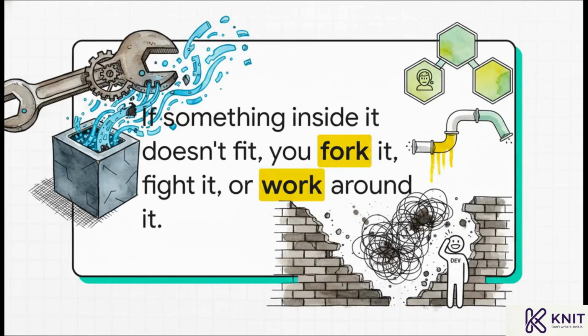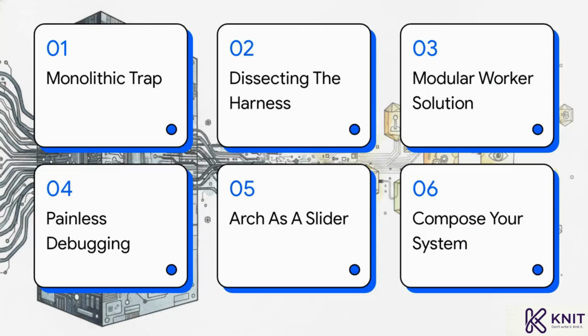Mike Piccolo, the founder and CEO of III, perfectly captures this universal developer pain point. He says, if something inside it doesn't fit, you fork it, fight it, or work around it. I mean, we've all been there, right? You grab an off-the-shelf framework, it's amazing for the first week, but the literal second your agent needs a custom tweak, you just hit a brick wall. Okay, let's dive into this.